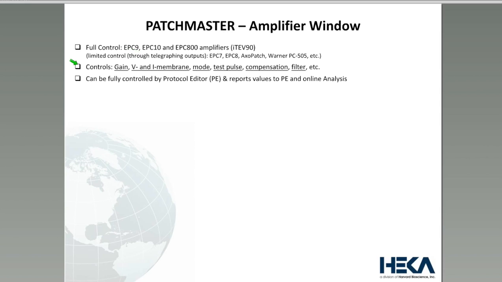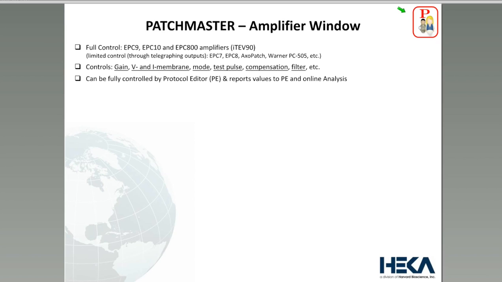What can you control? Well, basically everything. In the EPC9, EPC10 and EPC800 amplifiers, you can control the whole amplifier, of course. In the other amplifiers, it's very limited. Mostly gain and filter settings can only be controlled. The third point is that you should note that the protocol editor has full control over the amplifier window, which of course helps you to use these automatic features so that you can run an experiment fully automatically.